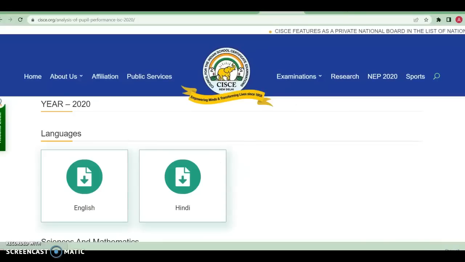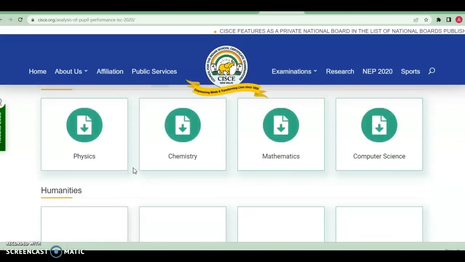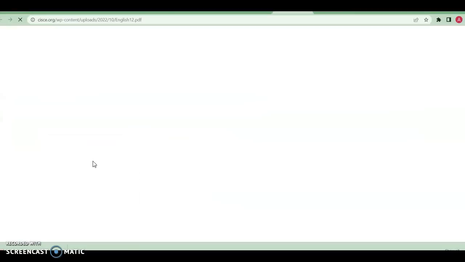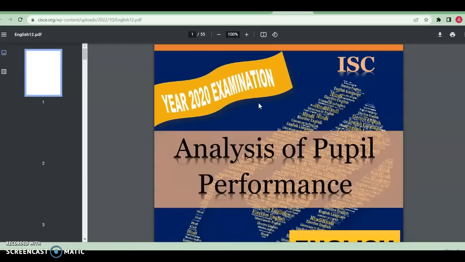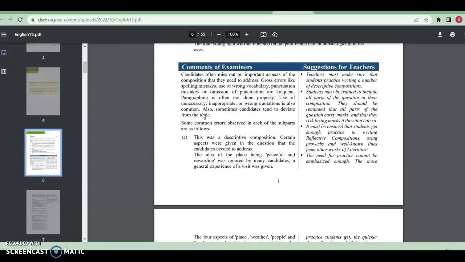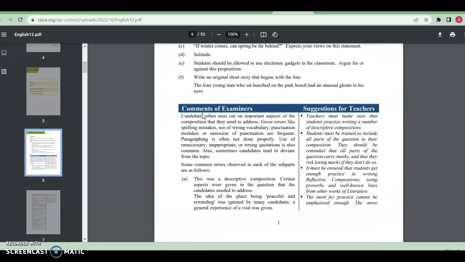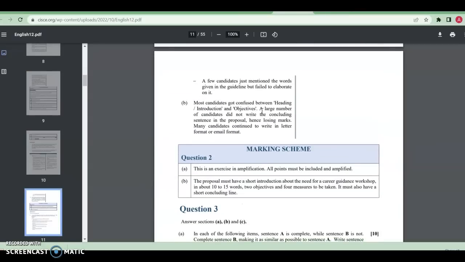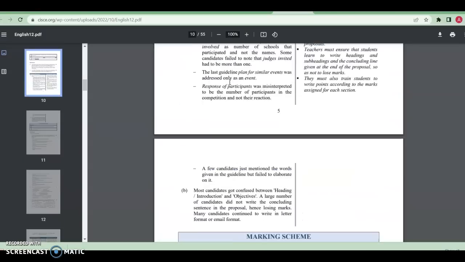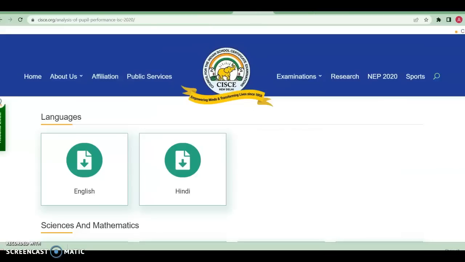See, I've pasted this link where you will get the past year papers and also the pupils' analysis, the performance of the students. Click on the English part, and there is this whole PDF where you'll get a view on comments of examiners and the suggestions for teachers. So you will have to just study the comments of examiners and the answers, the marking scheme actually, right? This was the language paper, the previous year language paper. You can move on to the English literature part, right? I'll just paste the link in the description box.